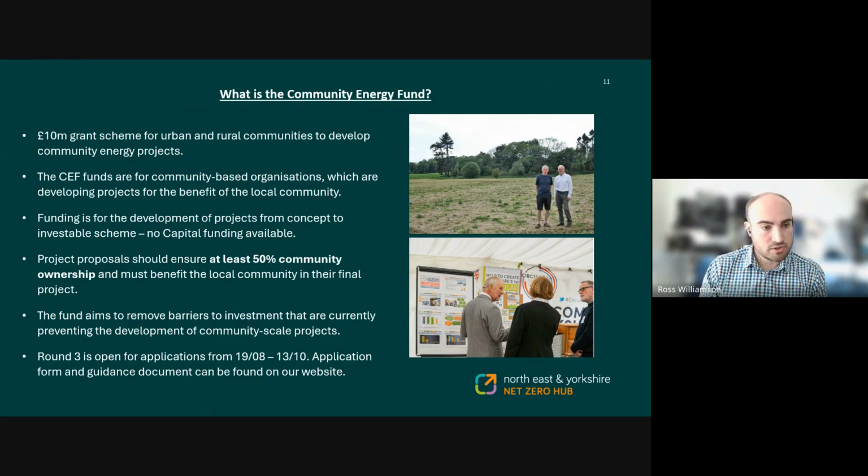So the fund is really about lowering those initial barriers to starting the development of projects. The Community Energy Fund can help with the initial investment and develop the feasibility of how you progress the project. It's worth flagging that for North Eastern Yorkshire, this fund is open until 13th of October. So we've got another month where applications are open. And the hub can talk through the eligibility of any project you might have in mind and help you through that process.